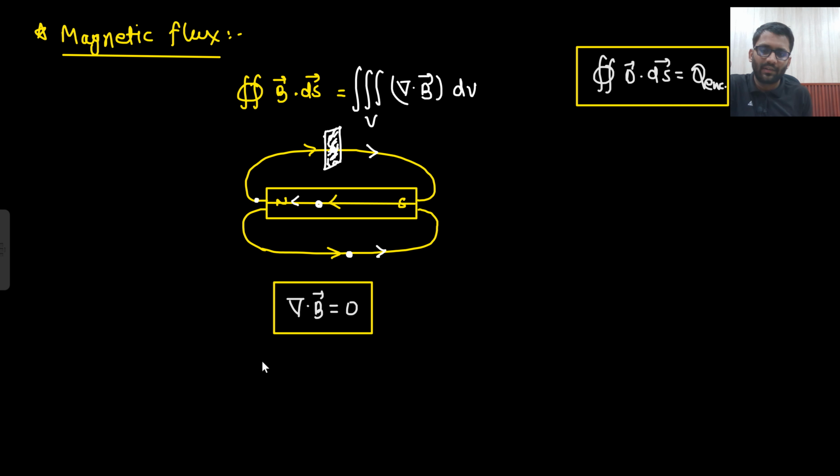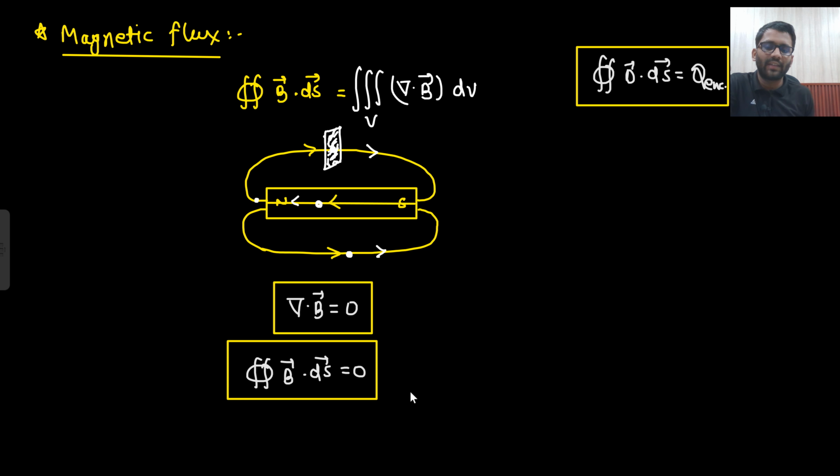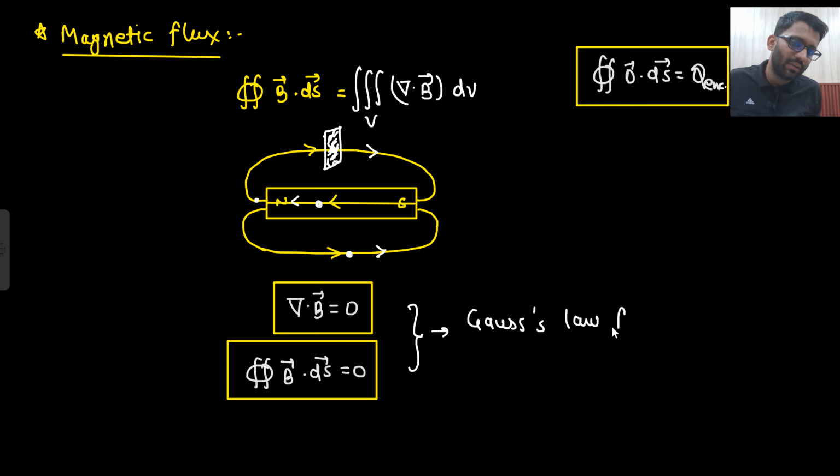Or you can say B dot ds is equal to 0. This is known as, there are multiple names, what I will call it. This is known as Gauss law for magnetostatics. The previous one is known as Gauss law for electrostatics. So this is known as Gauss law for magnetostatics. This is one of the names.